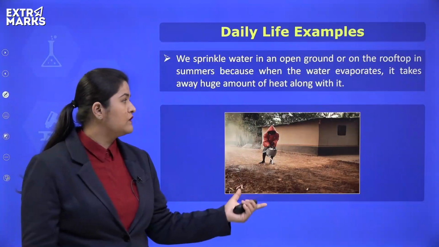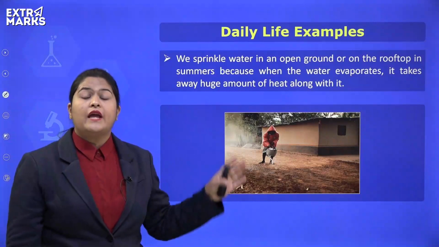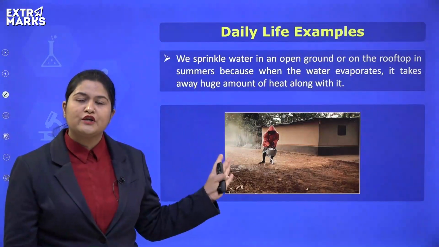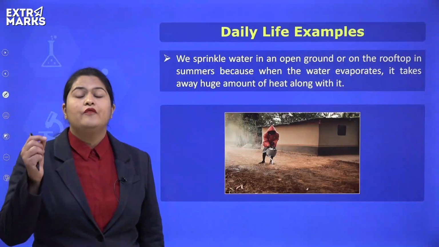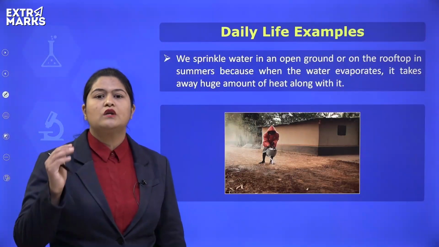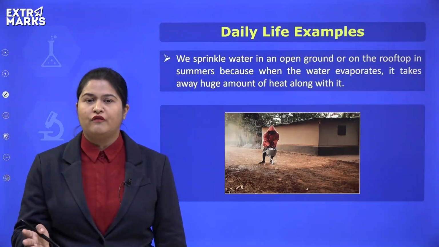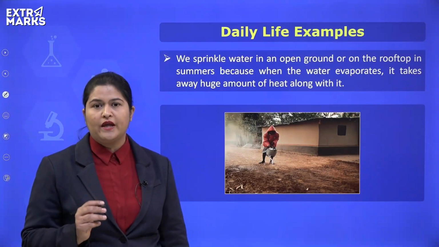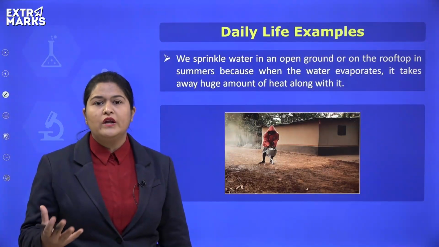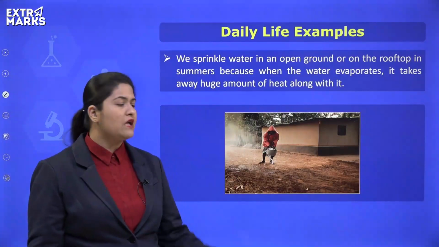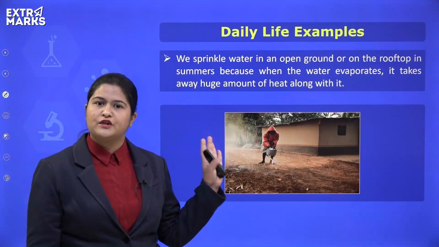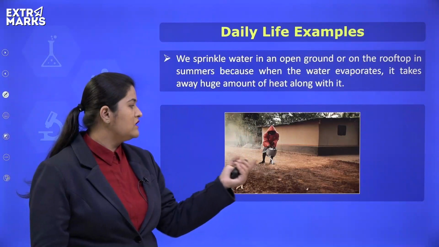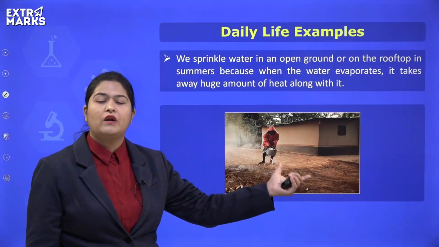This particular observation or action can be explained using the understanding about the cooling effect of evaporation. We have understood that whenever evaporation takes place, a cooling effect is produced in the surroundings as well as on the surface from which evaporation takes place. Now, when this man is sprinkling water on the ground, what will happen?